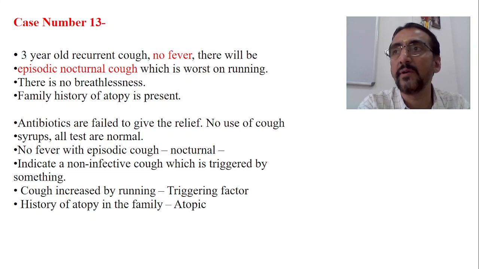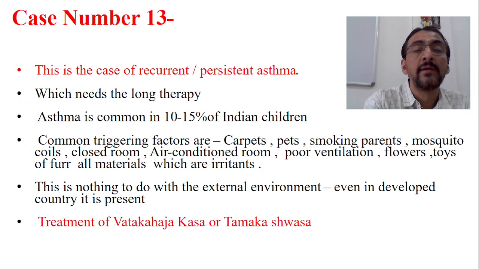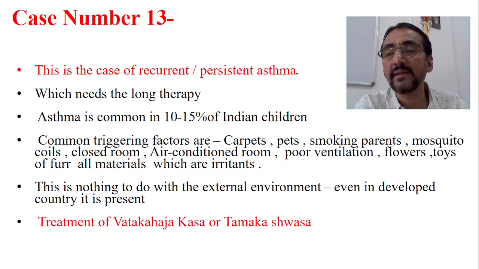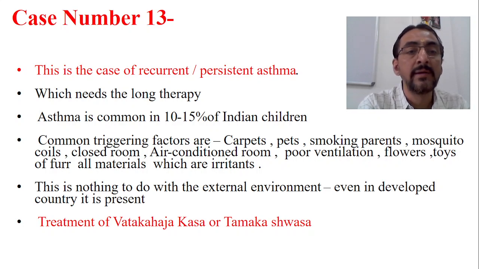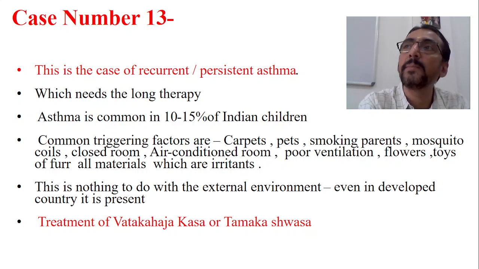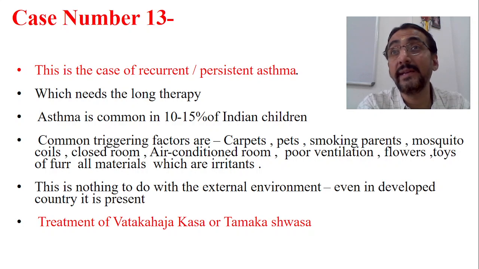It's basically an allergic non-infective cough, but it is triggered by running. There are some triggering factors. The cough is increased by running. So history of atopy is also there. Now, this is actually a case of recurrent or persistent asthma, which needs a long therapy. The child is 3 years old, and this may continue for 4 or 5 years also, and this comes under the category of IgE mediated wheezing.